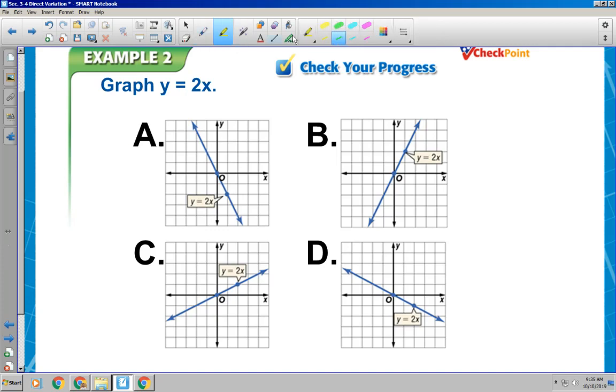Okay, we can see right here that k is 2, so our slope is 2. Can't be A, that's negative. Can't be D, that's negative. It's got to be C or B. But we see right here, we are up 2 and over 1. But down here, we are up 1 and over 2. That's 1/2. So it's not C, it has to be B.